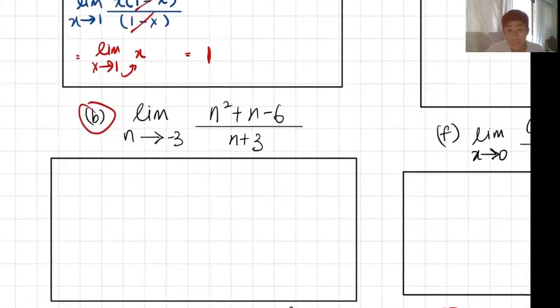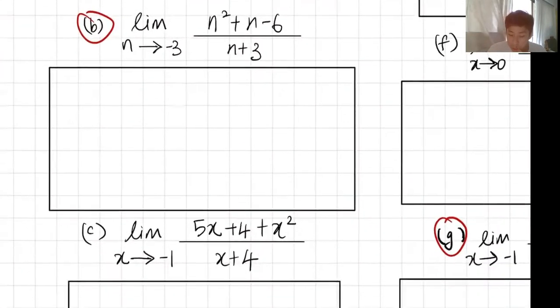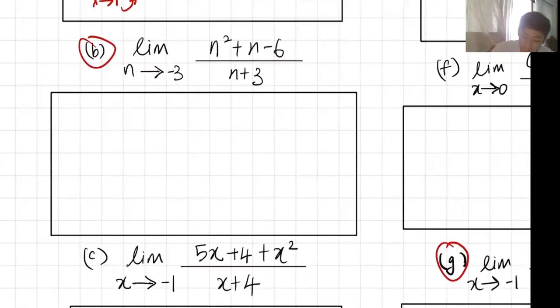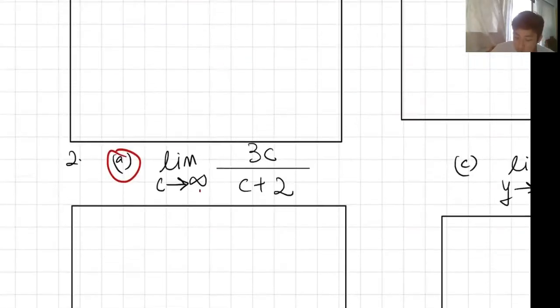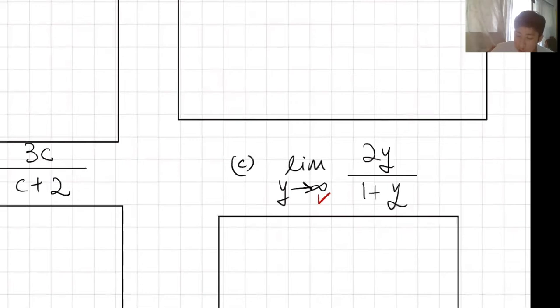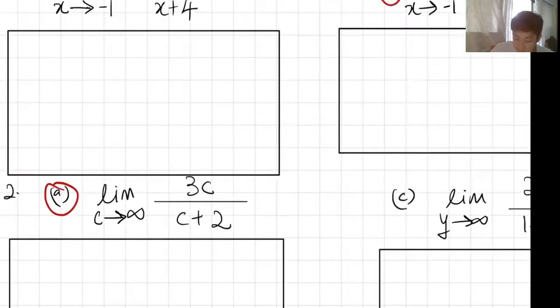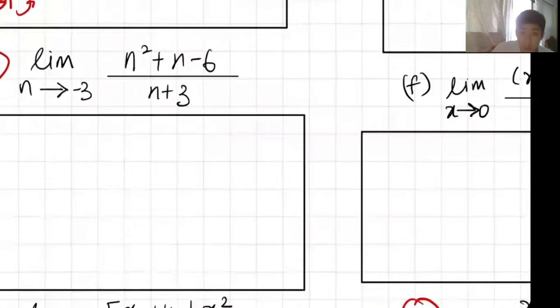Okay, it's quite easy. So as I said, I discuss the circled questions only. Okay, B. You have limit of n approaching 3. Okay, not negative, not infinity, right? You haven't seen an infinity, right? Infinity you see down there. Question 2, infinity. Question C, infinity. These are under question 2 later. But now we solve question B first.